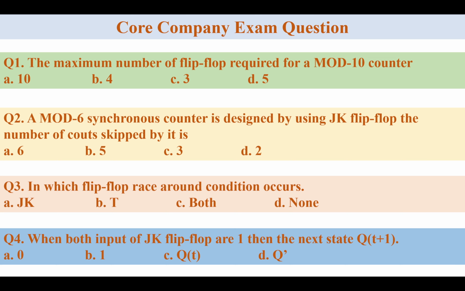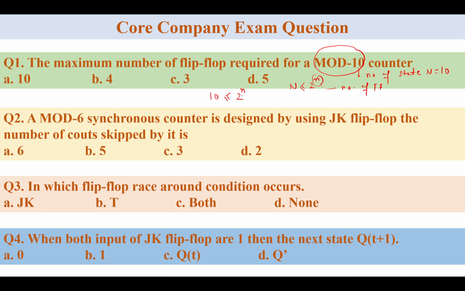Now we come to some company exam questions. The first question is the maximum number of flip-flops required for a mod 10 counter. In a mod 10 counter, the 10 represents the number of states. So the number of states is 10, and here they ask for the number of flip-flops. We know the relationship N less than or equal to 2 to the power n, where small n represents the number of flip-flops. So 10 less than or equal to 2 to the power n.